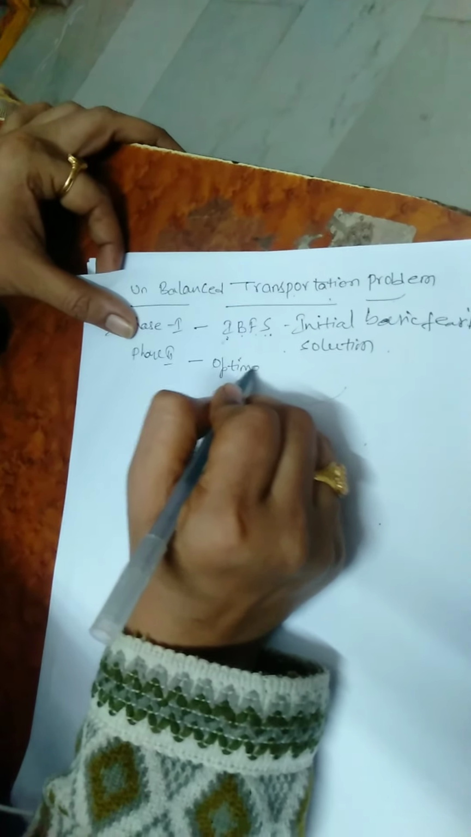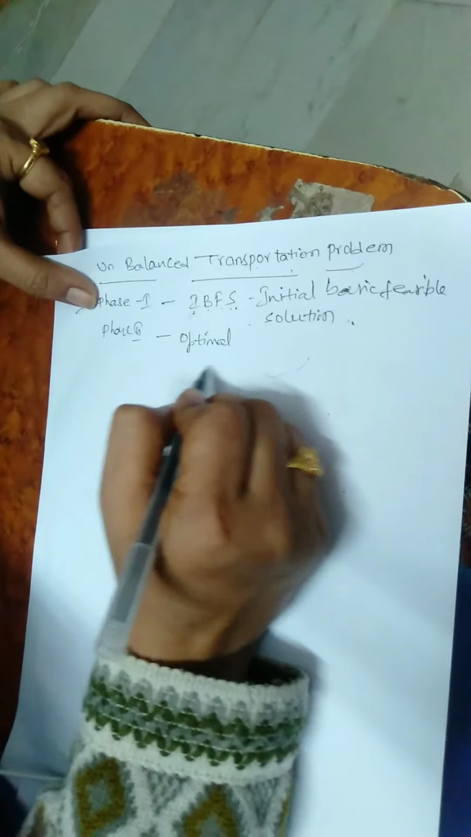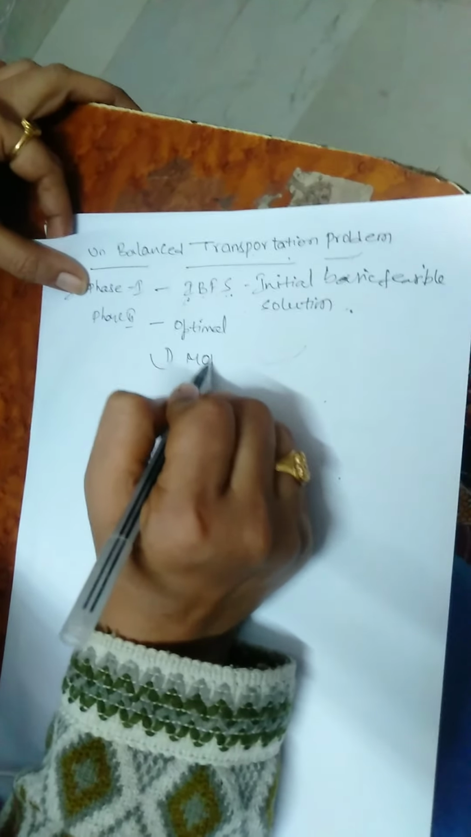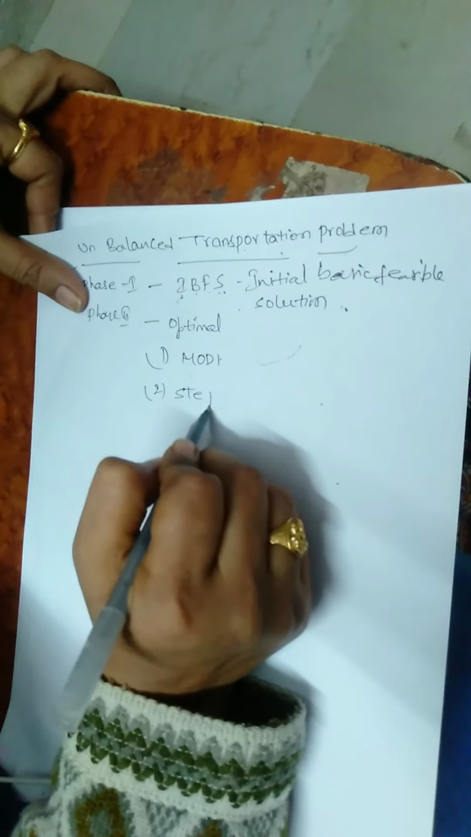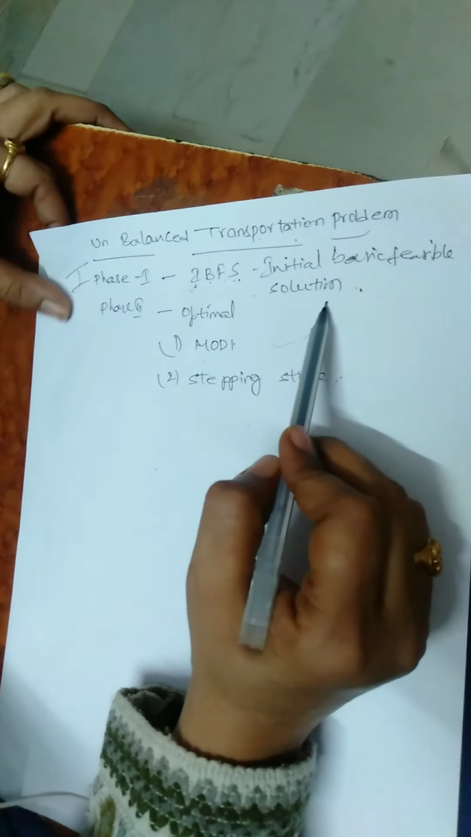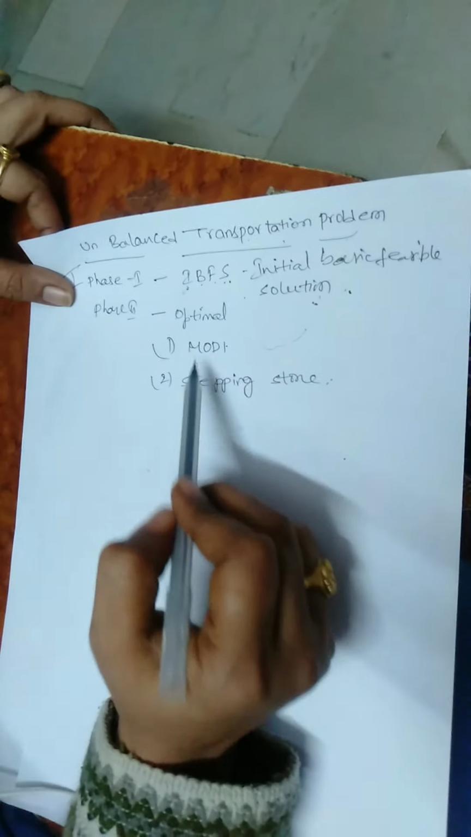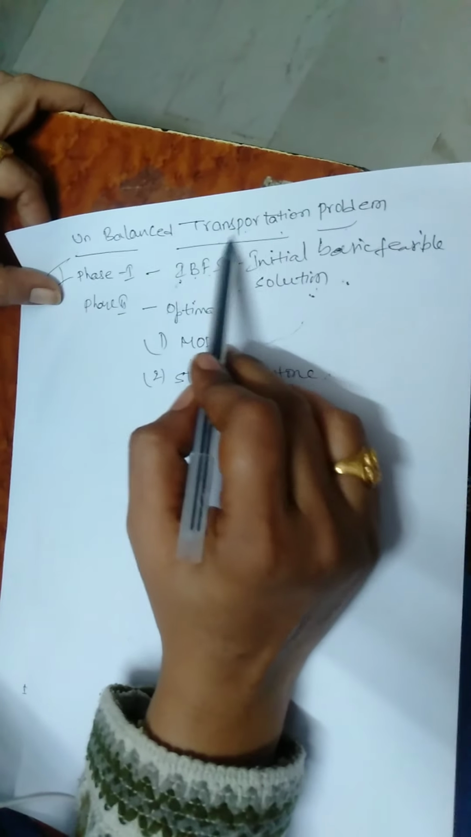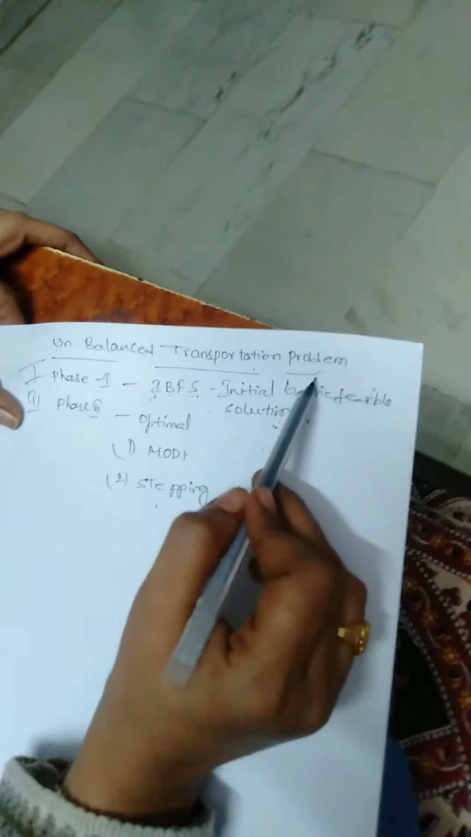checking whether this IBFS is optimal or not. If it is not optimal, then by using two methods, one is the MODI method which is called the modified distribution method, and another is the stepping stone method. By using either of these methods, we can find whether IBFS is the optimum solution or not. If it is not the optimum solution, then using any of these methods we can find the optimum solution for the given transportation problem. So these are the two phases we have in solving a transportation problem.